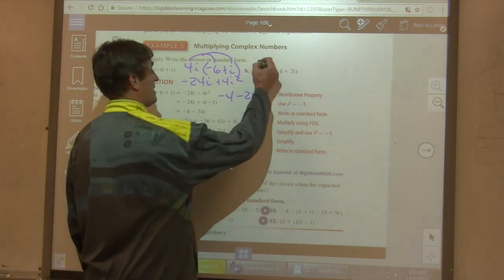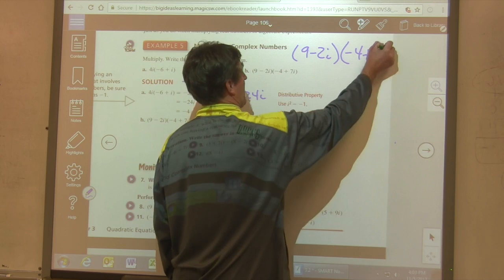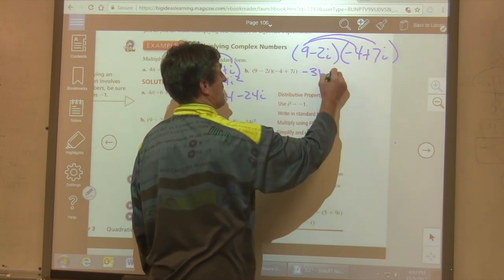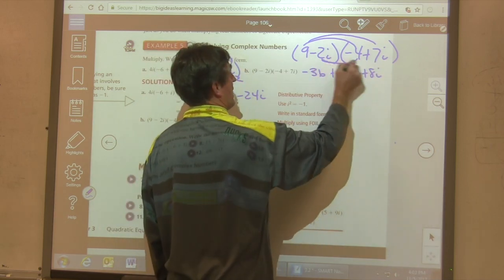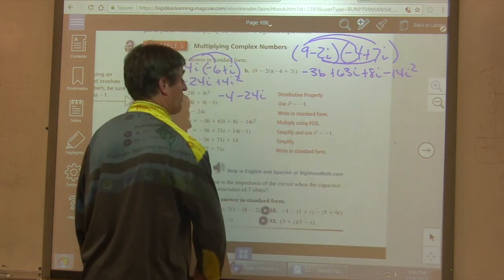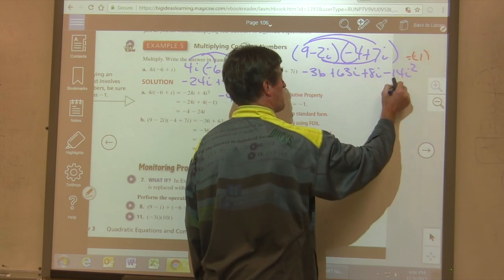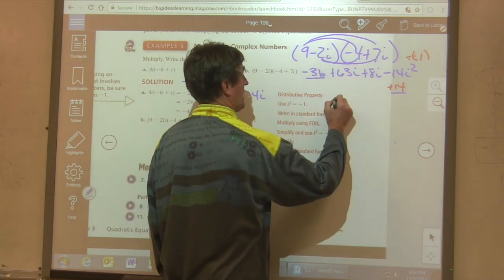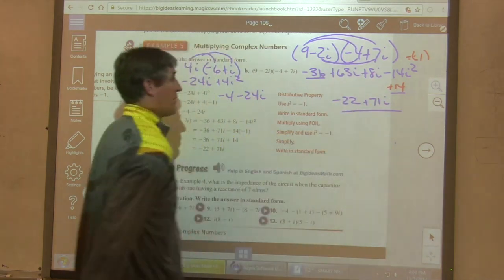The second one, we FOIL this. So let me write this so you can see it. 9 minus 2i times negative 4 plus 7i. So 9 times negative 4 is negative 36. 9 times 7i is a positive 63i. Negative 2i times the negative 4 would be a positive 8i. And negative 2i times a positive 7i would be a negative 14i squared. I have to remember that i squared is negative 1, so that becomes negative 14 times the negative 1, which becomes positive 14. And so now if I combine like terms, I have negative 36 plus 14 is a negative 22, and 63i plus 8i is 71i, and we're done.